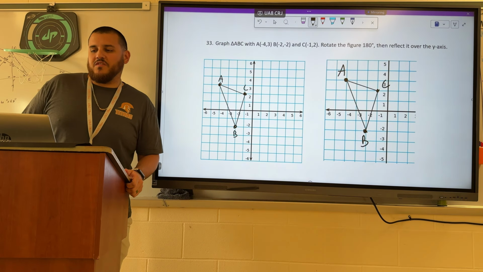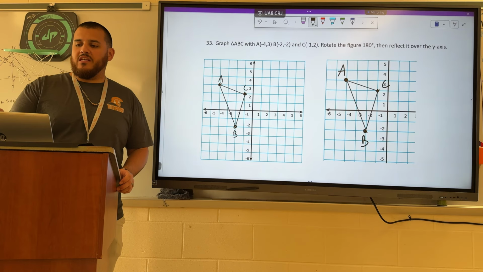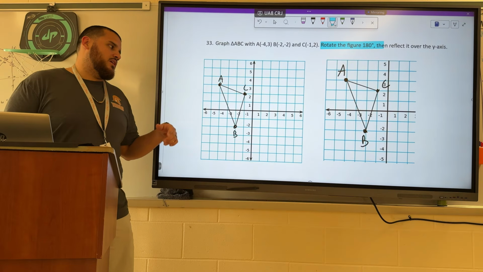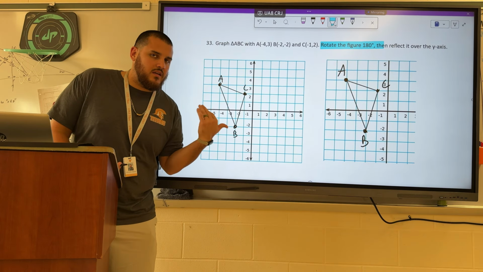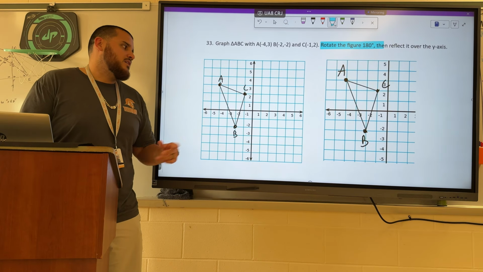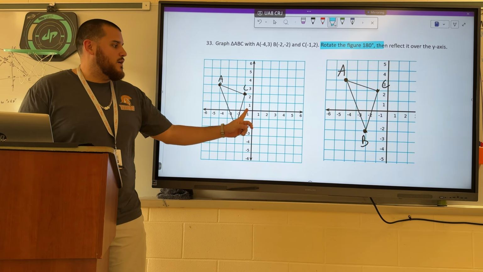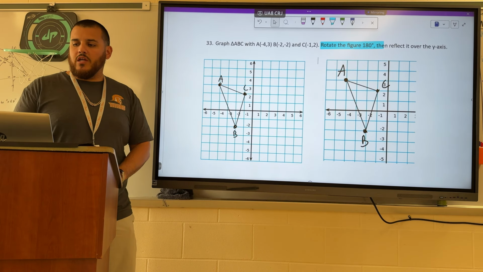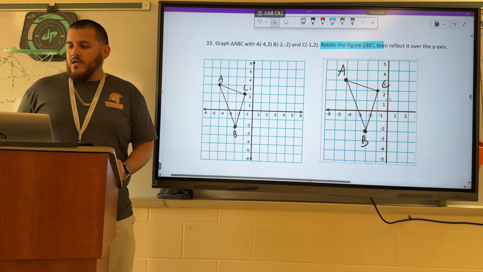Another composition of transformations here, we need to first rotate this figure 180 degrees. And again, there's a function notation rule here, which just says we need to change the coordinate signs. So our x, if it was positive, would become negative, same thing with our y. So this negative 1, positive 2 would become positive 1, negative 2.